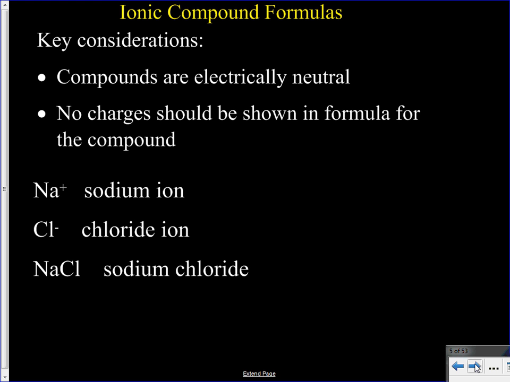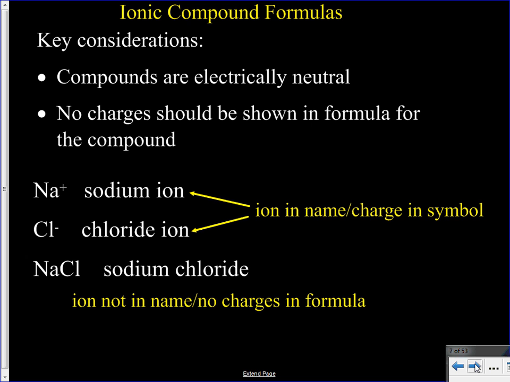So here's our example, classic ionic compound, sodium chloride. We know that sodium chloride is an ionic compound. It contains the sodium ion and the chloride ion. And when we write the formulas for the ions, we include ion in the name. And if there's an ion in the name, we're going to include the charge in the symbol. So we show the single positive charge on the sodium and the single negative charge on the chloride. But when we go to write the formula for sodium chloride, there's no ion in the name there, so we're not going to show any charges in the formula.